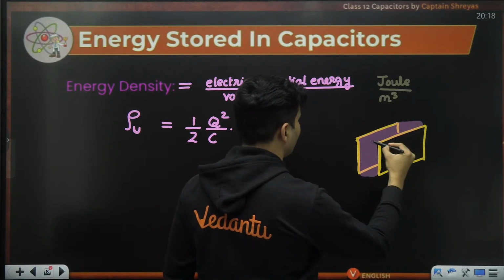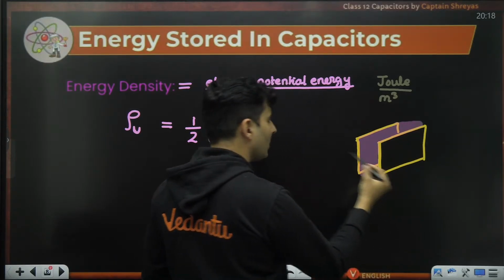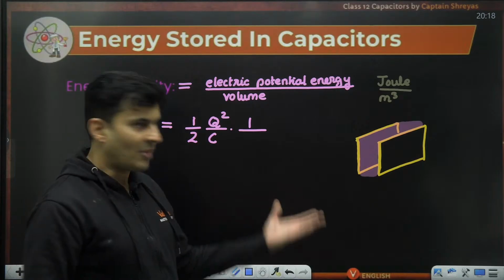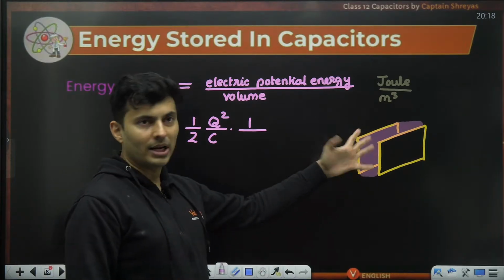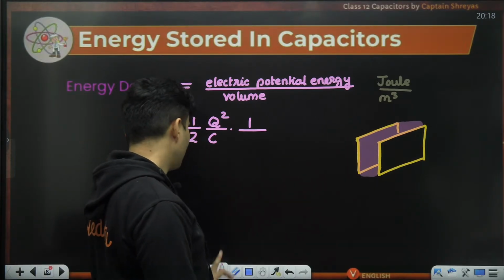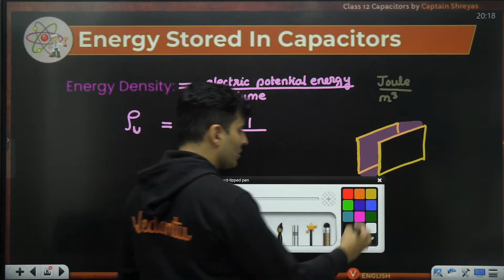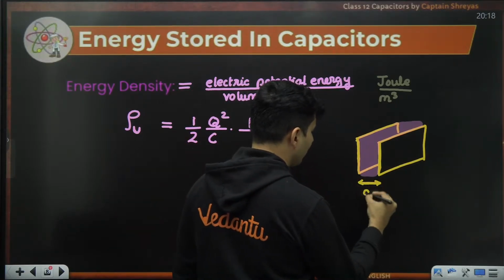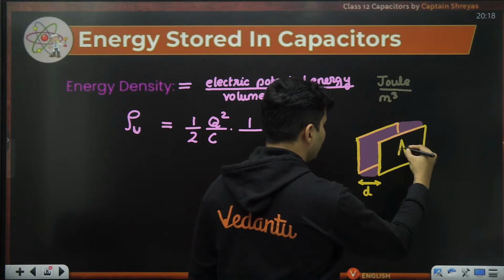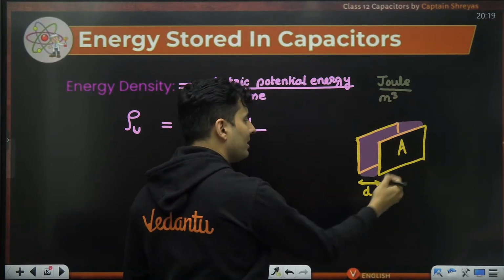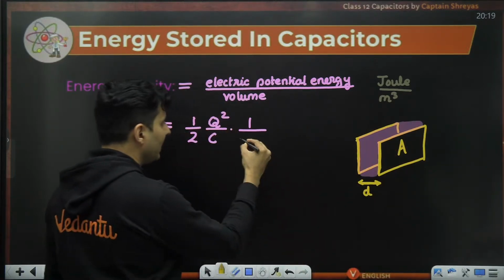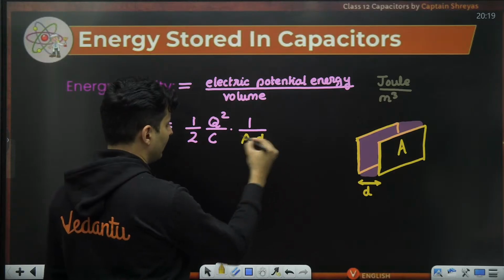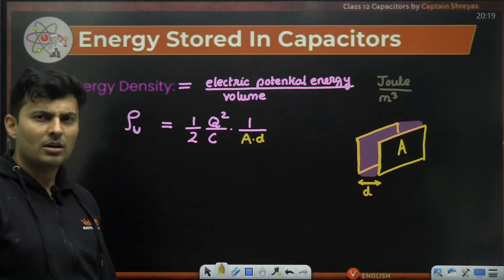It could be your mayonnaise, it could be your chutney, it could be your sauce, whatever. These are like two bread pieces, and in between that your fillings are there. So as you can see, this separation will be nothing but D, and the area of the plates will be nothing but A. So what will be the volume? That will be nothing but area into the width.